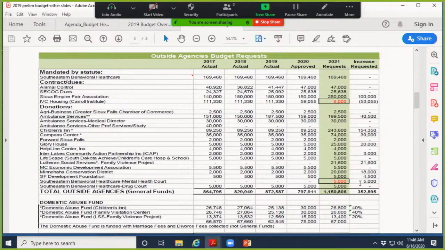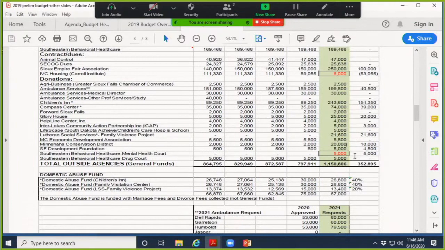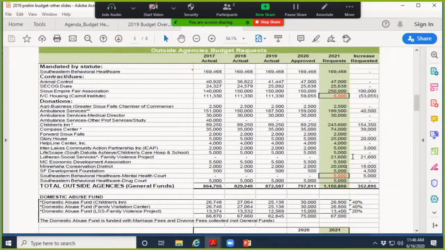Any other comments about outside agencies? Madam Chair, you've got a plan on the ambulances. You're going to come back to us and tell us? Yeah, I think for right now, we'll just leave the ambulances at the level that they're currently funded for 2020, and then we'll come back in August and talk about them specifically.